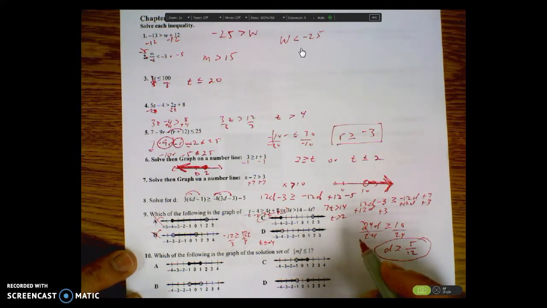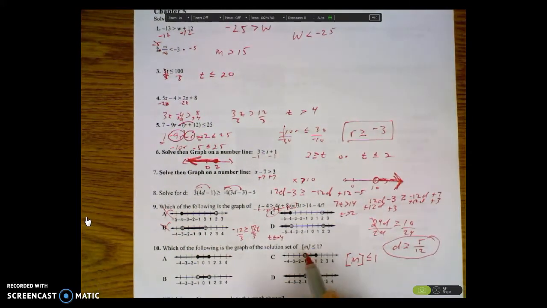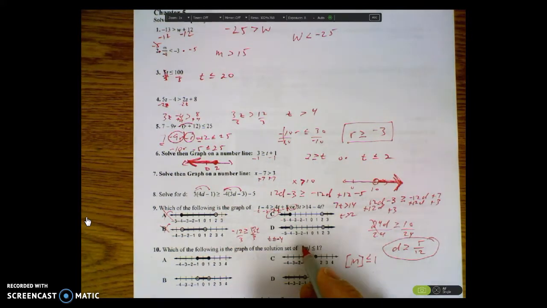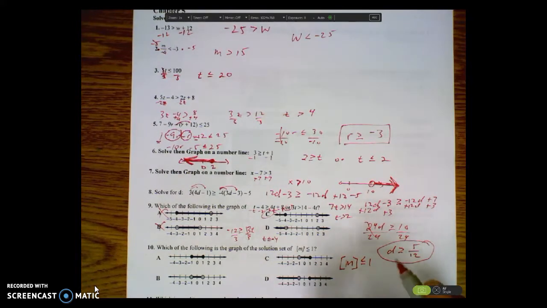Number 10. So floor function. Let's see. M is less than 1. So this greatest integer problem here essentially means that no matter what, I am going to round this up to 1. Okay? And so I'm starting to think this is supposed to be absolute value. Yeah, so we're going to treat this like absolute value.